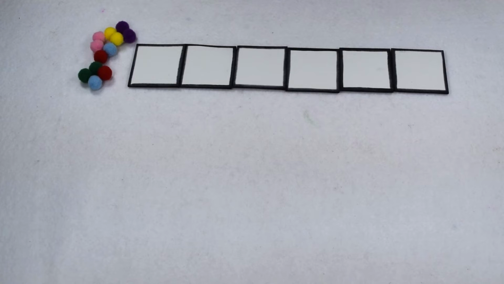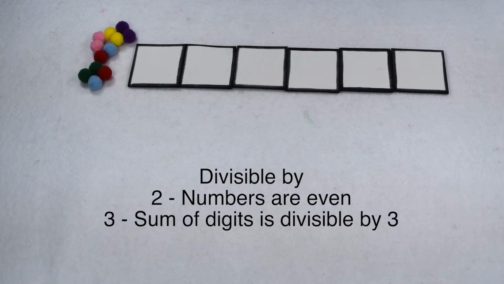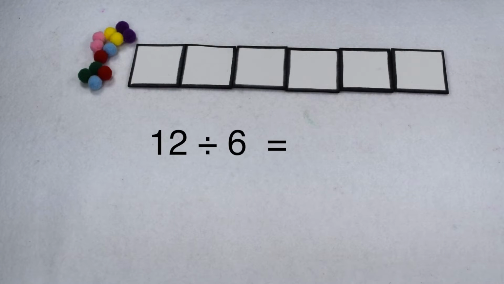Well, if a number is divisible by 6, then it's also divisible by 2 and 3. Numbers that are divisible by 2 are even numbers, meaning they end in 0, 2, 4, 6, or 8. A number is divisible by 3 if the sum of its digits is also divisible by 3. Well, let's test this out using the problem 12 divided by 6.